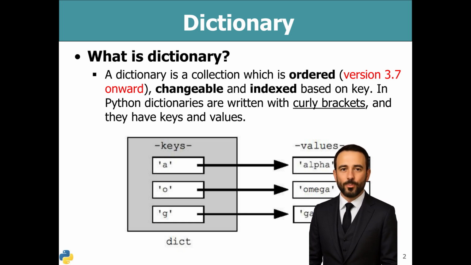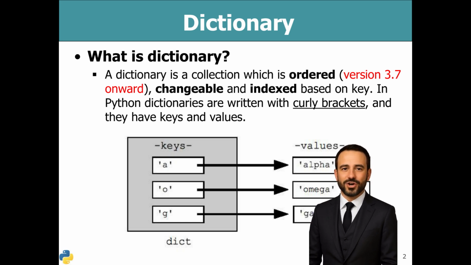Dictionaries are always written with curly brackets, which serve as their defining syntax in Python. Within these brackets, you'll find key-value pairs. Each key is uniquely associated with a specific value, forming the fundamental building blocks of this data type. This structure allows for efficient retrieval of values using their corresponding keys, making dictionaries incredibly useful for various programming tasks.